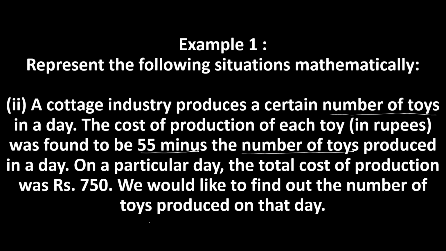On a particular day, the total cost of production was rupees 750. Now, how are we going to get the total cost? So for that, we have to multiply the number of toys with the cost of one toy, right? Here we would like to find out the number of toys produced on that day. So let's start with the solution. First of all, we will assume the number of toys that are produced by the cottage industry. So let's write down the assumption statement.